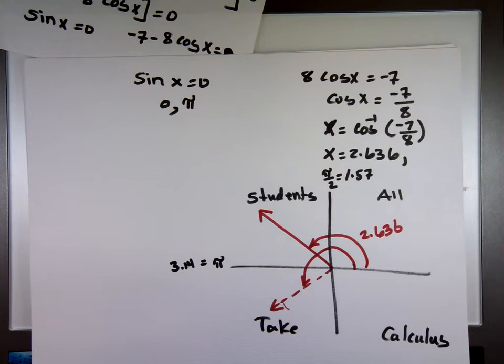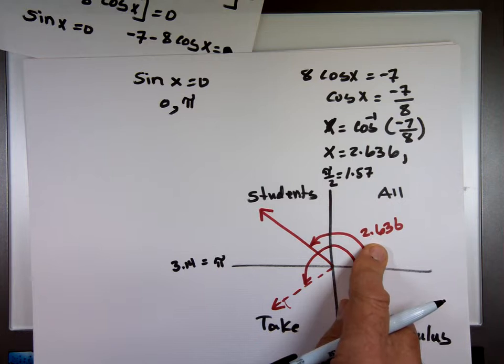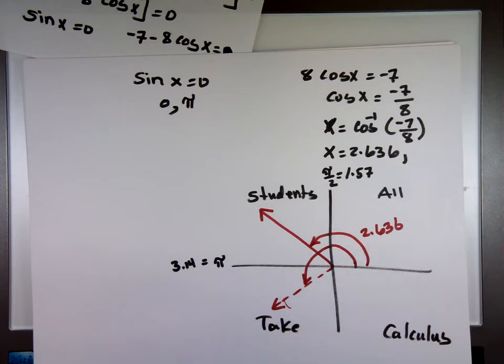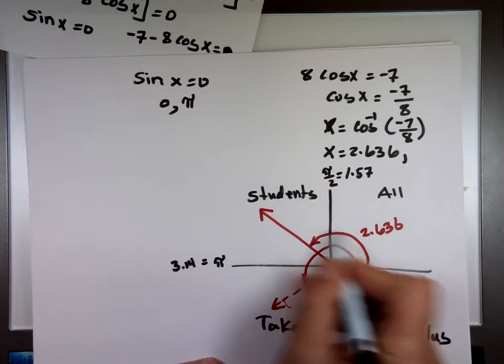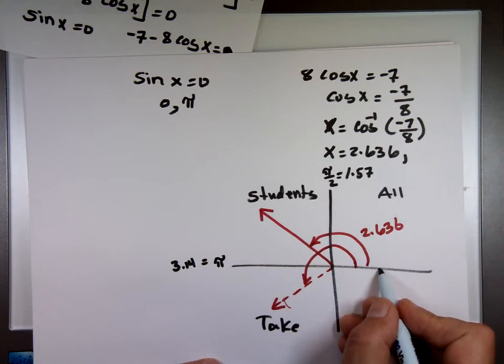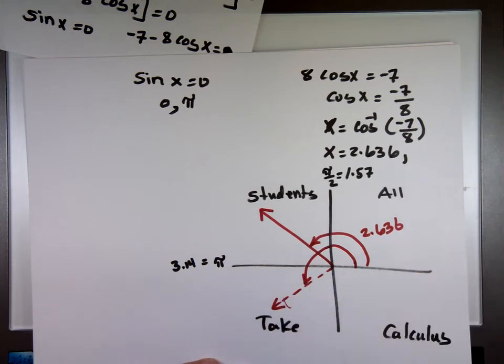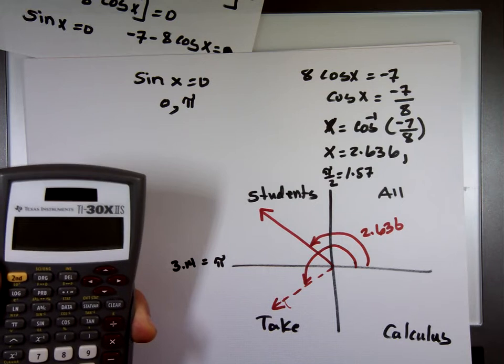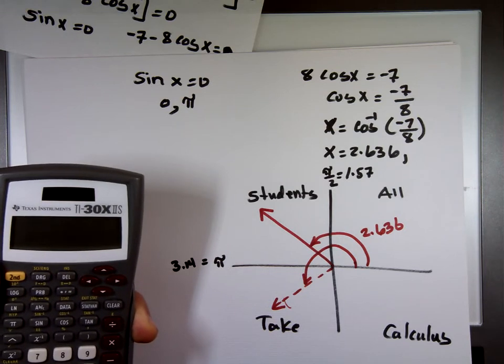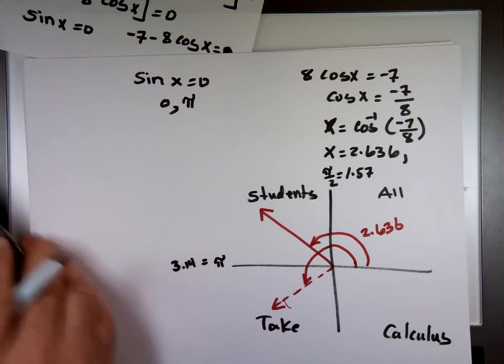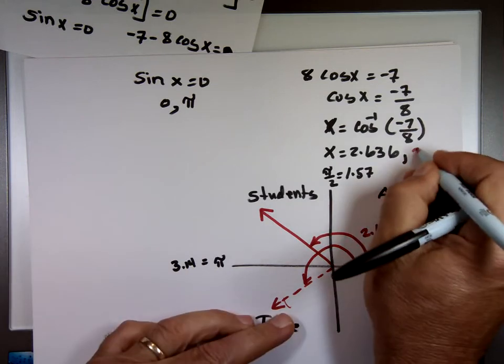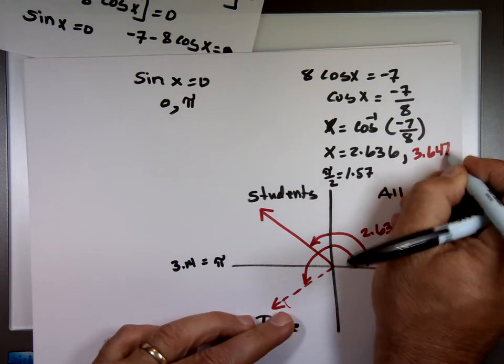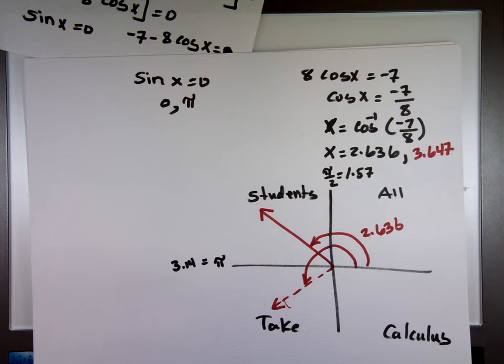Pi plus that number? No. How about if you went all the way here? What's that? 2 pi minus 2.63. Yep. So 2 pi minus 2.636 is 3.647.